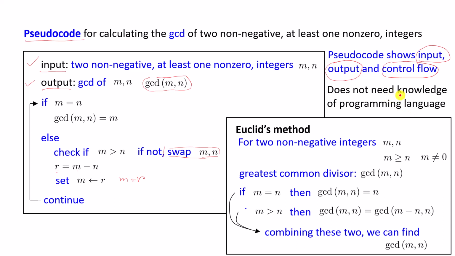And also we have to remember that we need no knowledge of a programming language. So it is free of a programming language, although pseudocodes are usually written in a style close to certain programming languages. Sometimes that language is Python, sometimes that language is C, sometimes it is Fortran. But in general, it is not necessary to know a programming language to write a good pseudocode. And finally, it does not have a standard format, but it should have this input, output, and control flow. Then it's a good pseudocode.